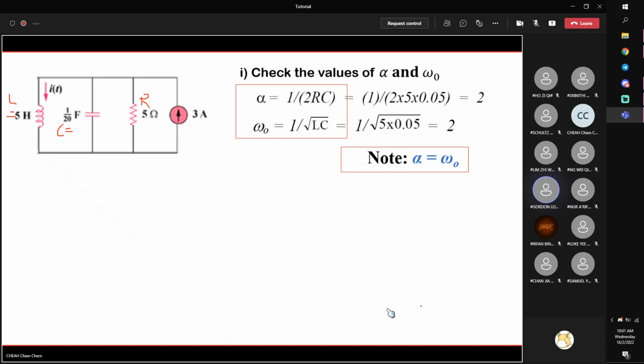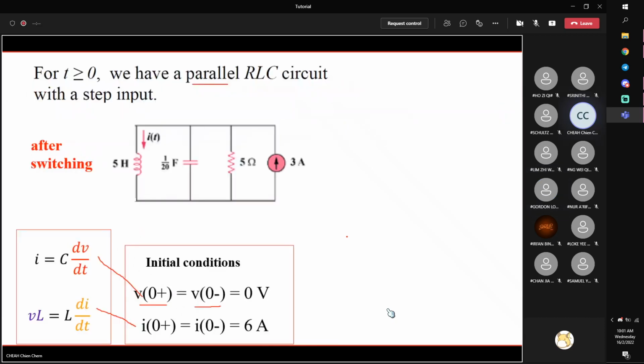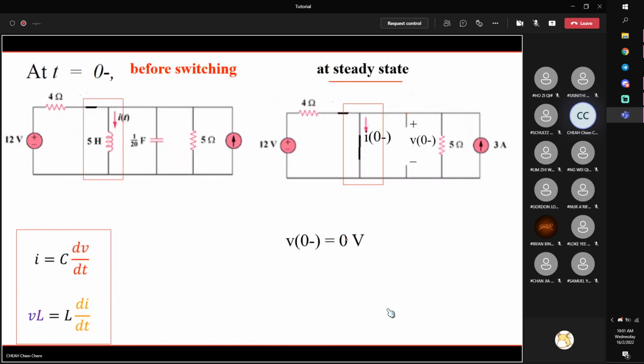Sorry, sir. I just want to double check. So the formula for alpha for the calculation of current I(t) and V(t) are different, is it? Sorry? Is the formula for alpha the same or different? They are the same. They are the same.